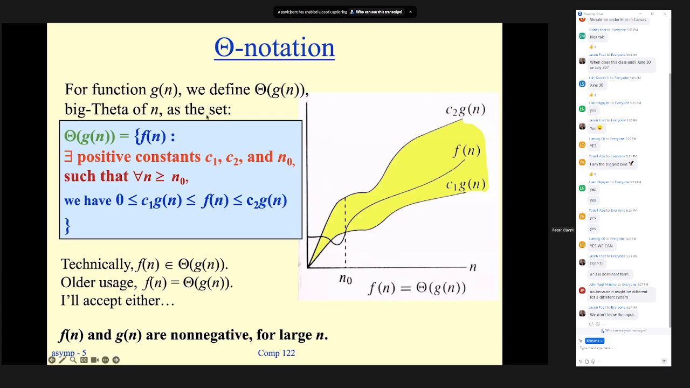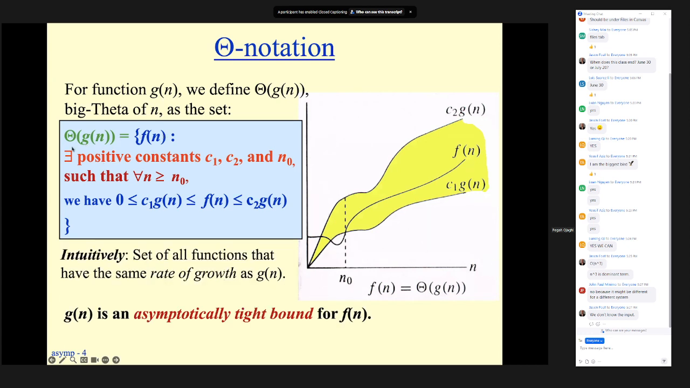Let's see. For a function g of n, we define big theta of g of n like this. Technically, if I go back, I defined theta of g of n to be all the functions that are going to be between these bounds. This is not going to be equal. Actually, it's going to be all this set. Am I right? This is going to be all this set.